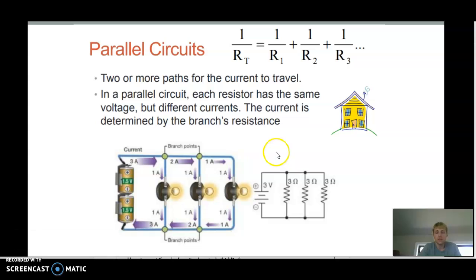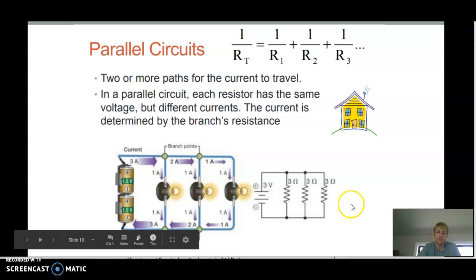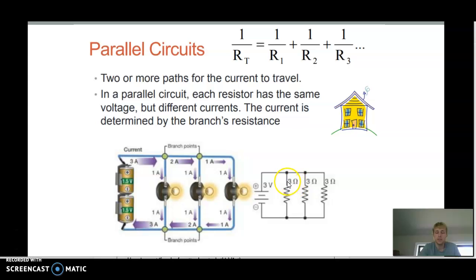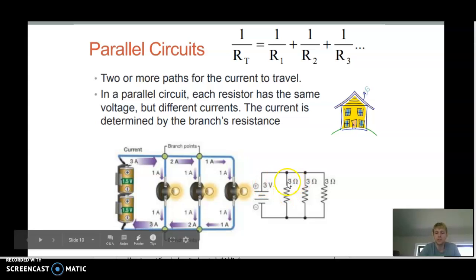Now the tricky thing is what this means is the current might not necessarily be the same through each path. The current will depend upon the resistance. We'll know the voltage, since it'll be the voltage of our source, and we'll know the resistance, but to find the current, you have to apply Ohm's law.